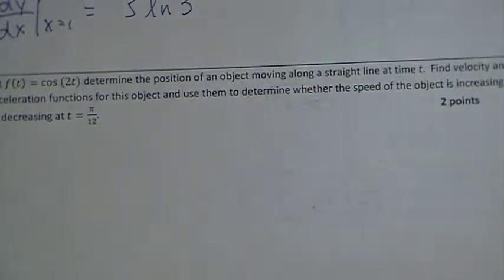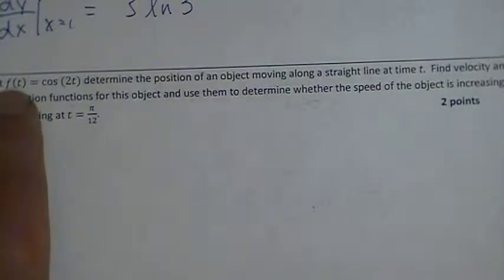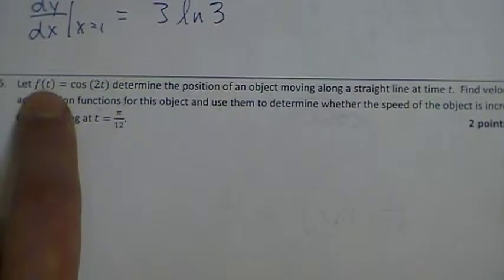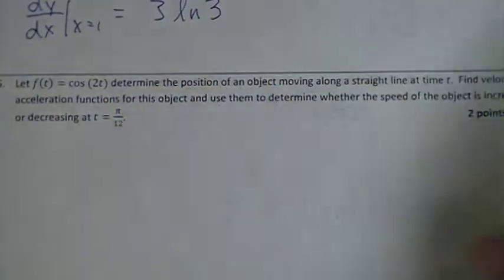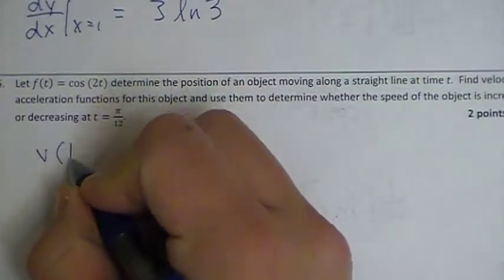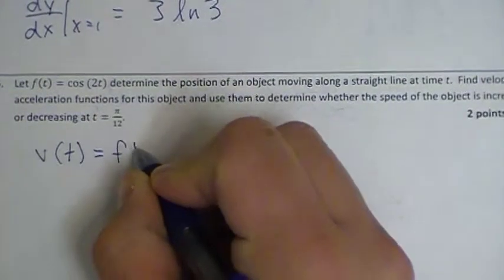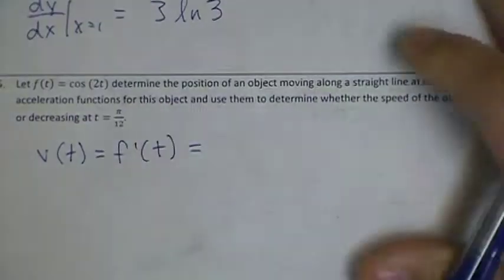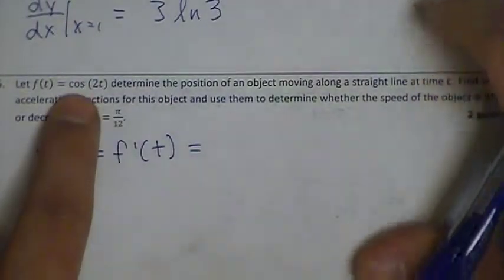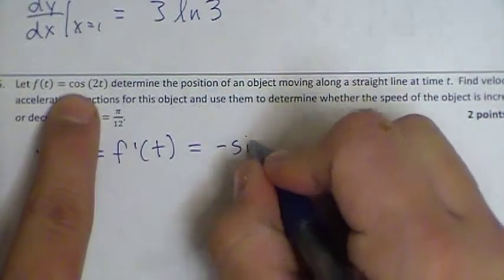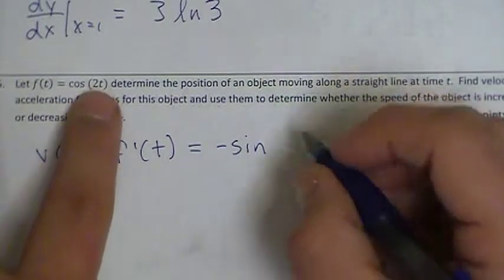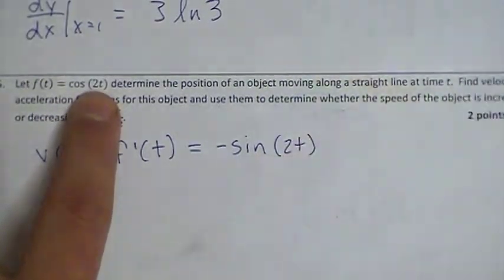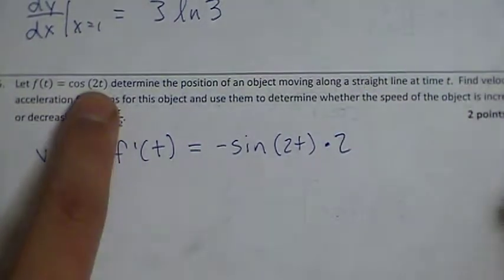To get started, you have to recognize that if this is a position graph, the derivative of position is velocity and the derivative of velocity is acceleration. So my velocity function is going to correspond to f prime of t, the derivative of position, and the derivative of cosine is negative sine. I'm not going to put an x here, I'm not going to put a t here, I'm going to put the inner function here. So 2t is within that sine function. And then I need to finish the chain rule by multiplying by 2.